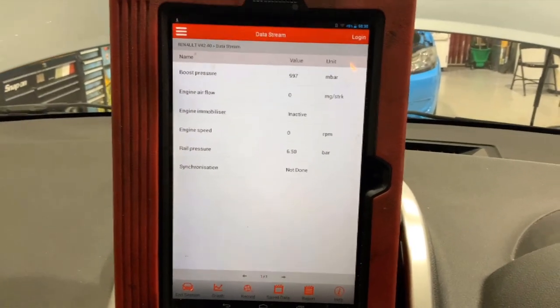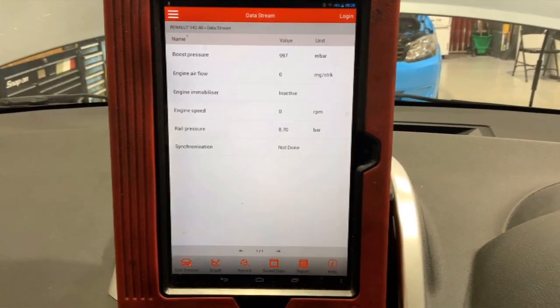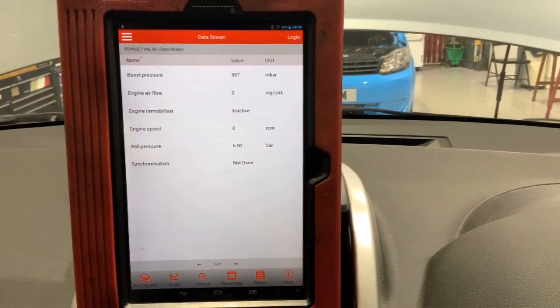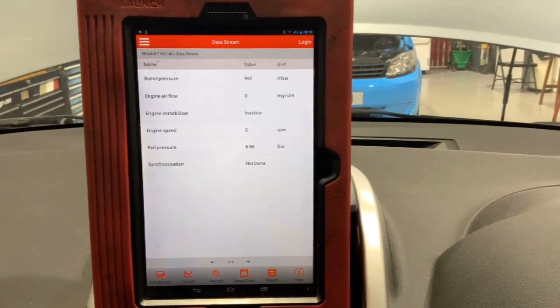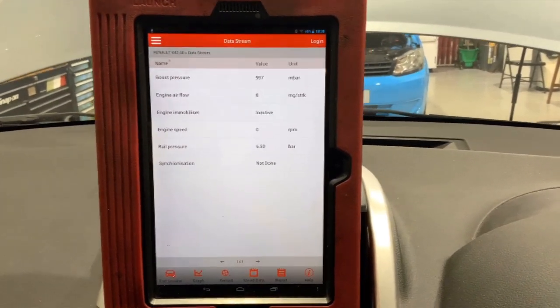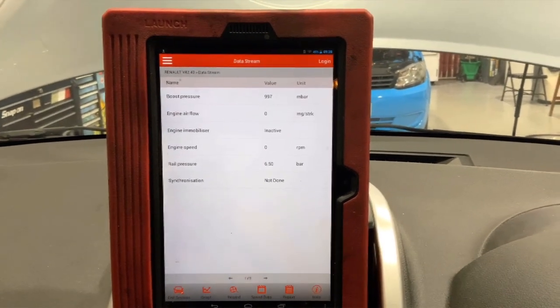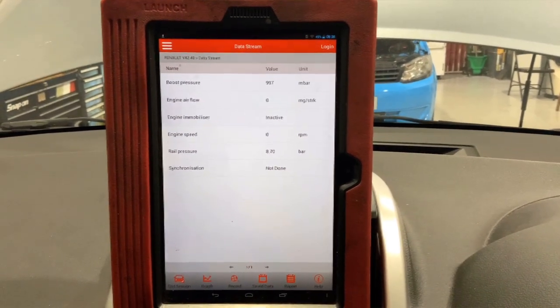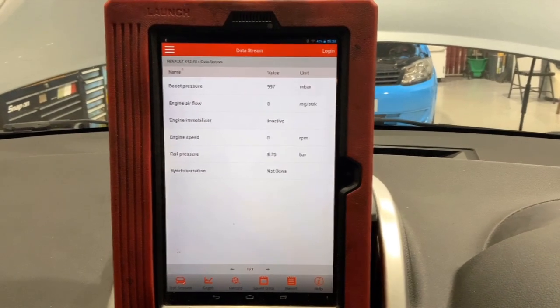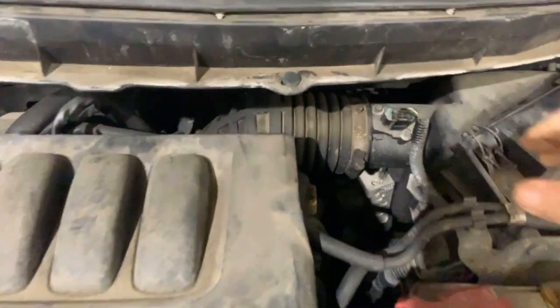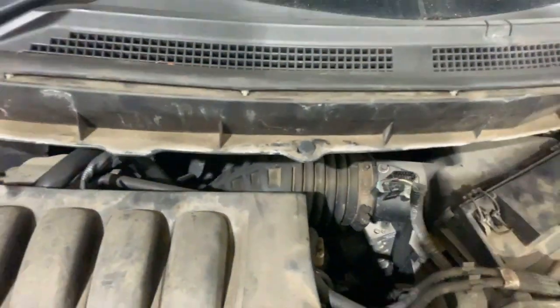The standout data PID for me is engine airflow. And the reason I've done this video is I've already diagnosed this car. With most modern ECUs, you have what's called substitute values. So basically, if you unplug a measuring component, such as a boost pressure sensor or an airflow meter, the engine ECU will substitute the lack of feedback with a known good feedback. So next thing I'm going to do is unplug this airflow meter. That's it unplugged there.